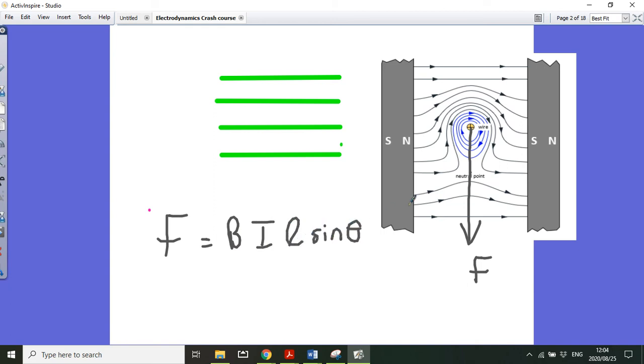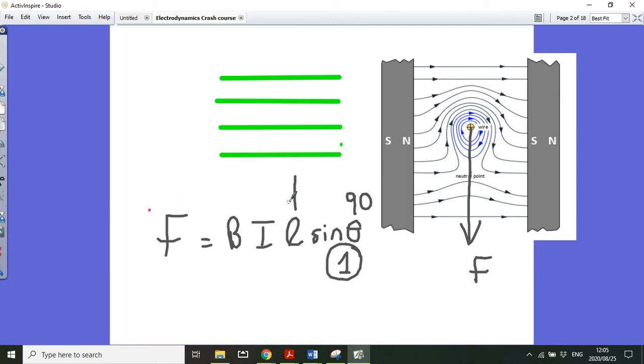The sine theta basically tells us that the maximum force will be experienced when the angle between the magnetic field and the current is 90 degrees. If it's anything smaller, the force will be smaller. So we need to try and make this sine of 90, because then it will be 1 and that's the maximum value it could be. That's the one thing. So you can keep the wire at a 90-degree angle to the magnetic field to make sure the force is the maximum.